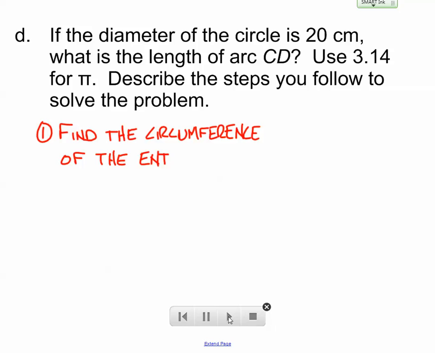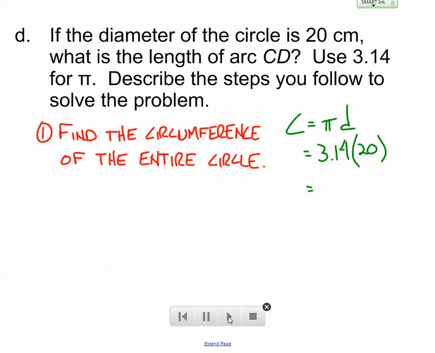We've been doing circumference for a long time. We know that circumference is equal to pi times diameter. So we'll go 3.14 times 20. They gave us the diameter, which is 62.8. So the circumference of the entire circle is 62.8, and hopefully you guys are kind of seeing where we're going with this.